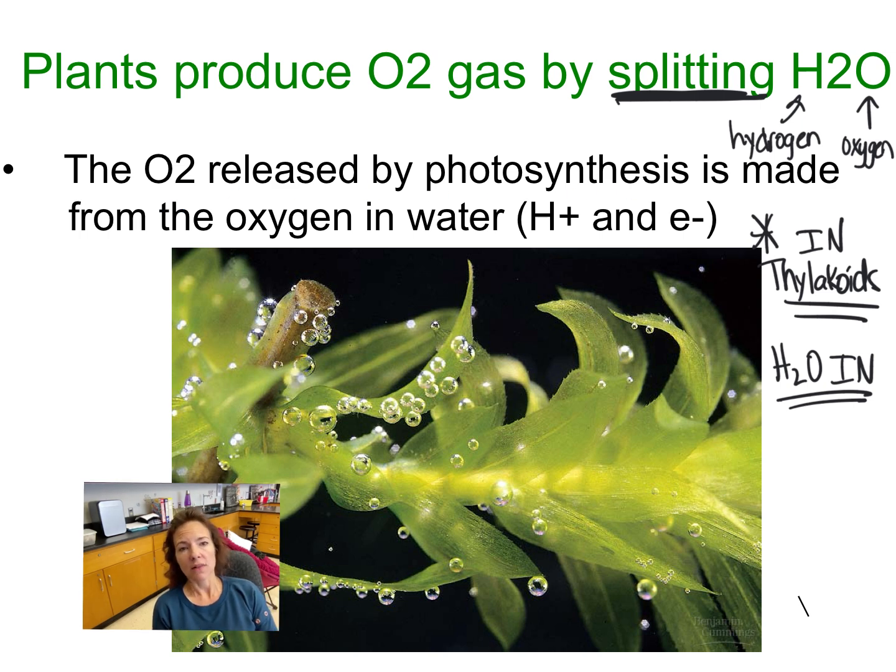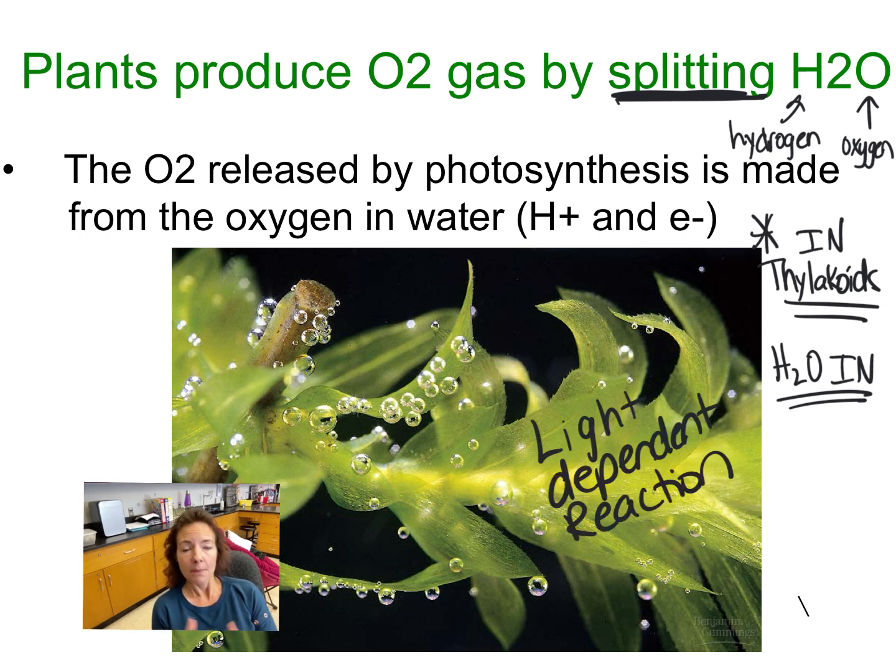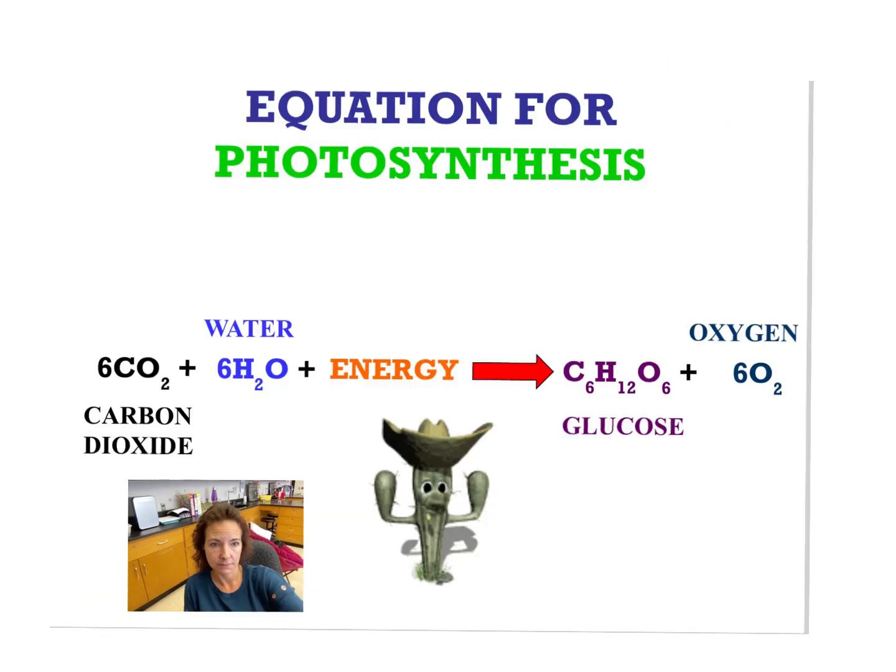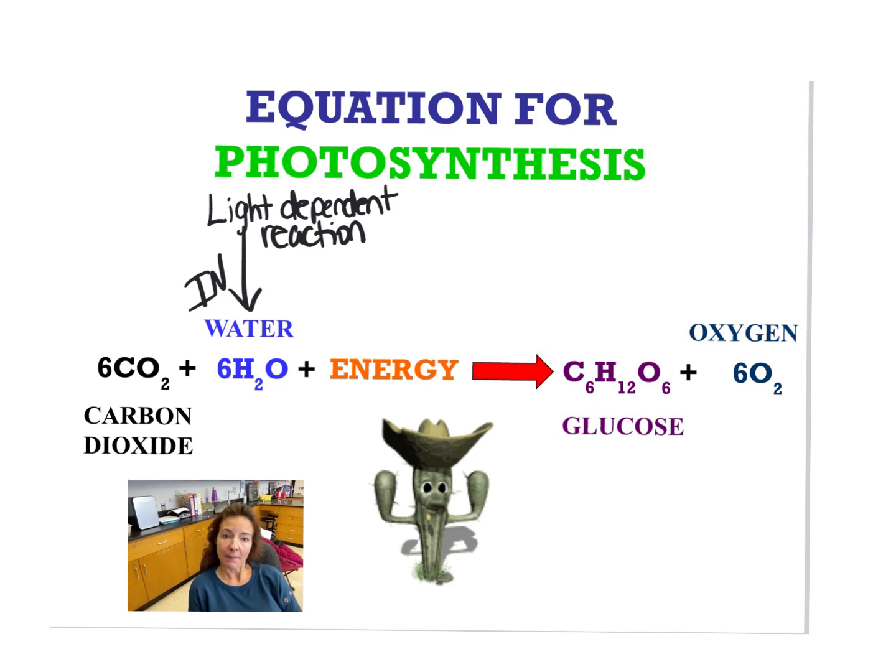This first step is called the light-dependent reaction because it needs light energy to go in order to get the process going. But basically what's going to happen in those little stacks of thylakoids, the water is going to go in, the light energy is going to go in, and out is going to come oxygen. So that's our first step of photosynthesis. So here's an overview to show you. So we just talked about the very first step, the light-dependent reaction. So we've got the water is going to go in and out is going to come oxygen.